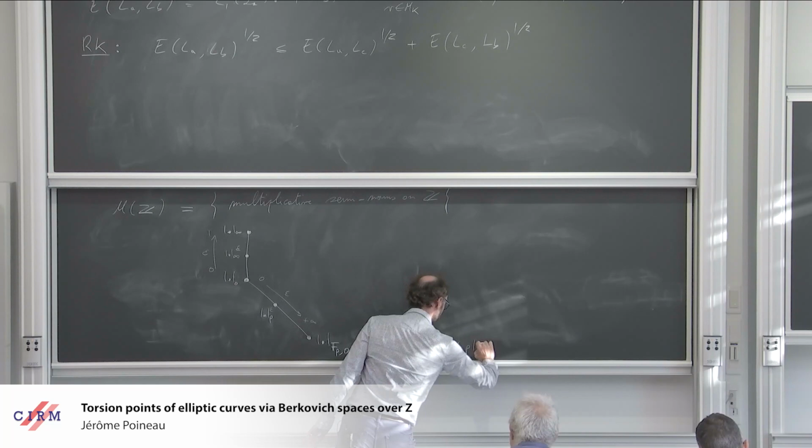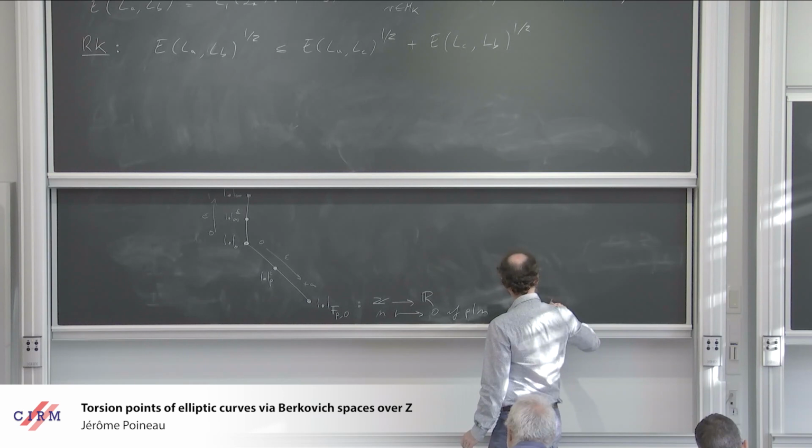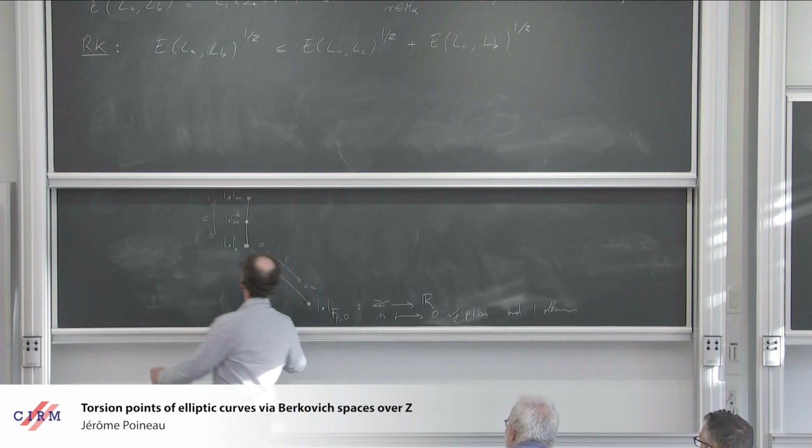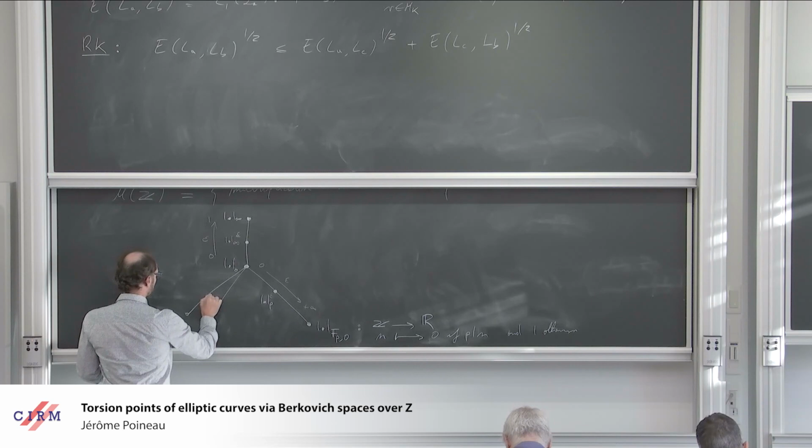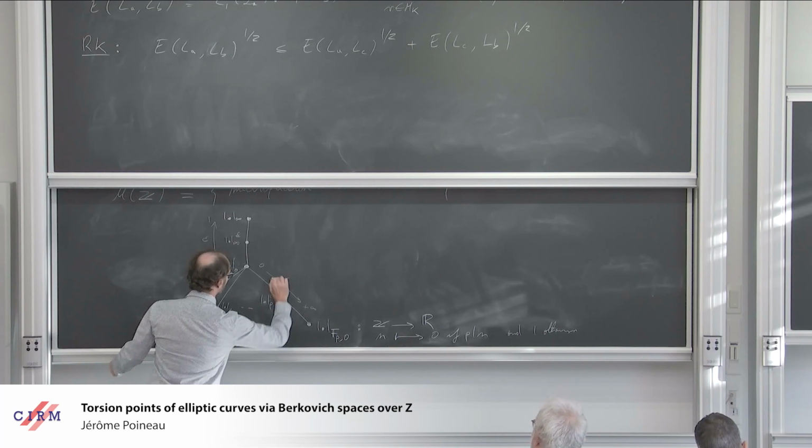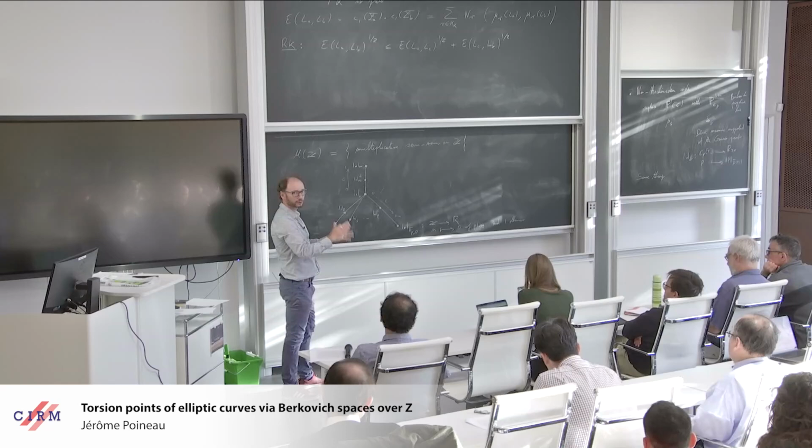I'm lacking space. Okay. And you have such a branch, of course, for any prime number, for 2, 3, whatever. So infinitely many non-Archimedean branches. So that's the spectrum of the basic space over Z, like the most basic you can think of.